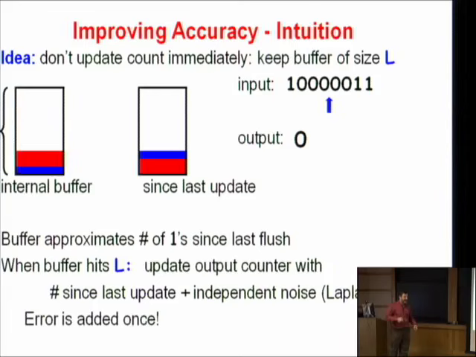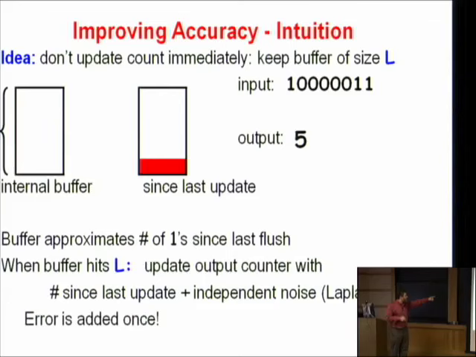Blue is the actual count. Red is the noise. That's why the stuff goes down: we added Laplacian noise and it went down, goes up, down, down, down. Now it goes up, and now it hits L and it's flushed. And that's when we output something.